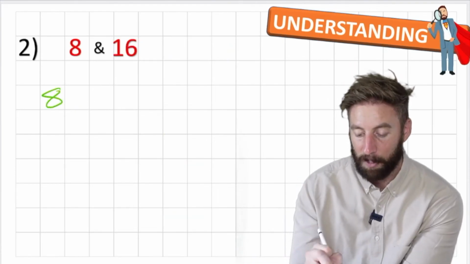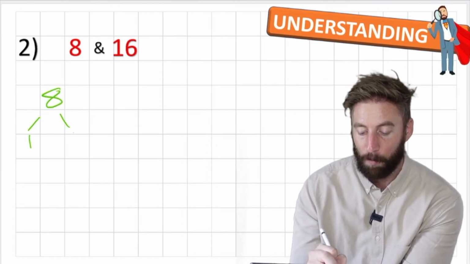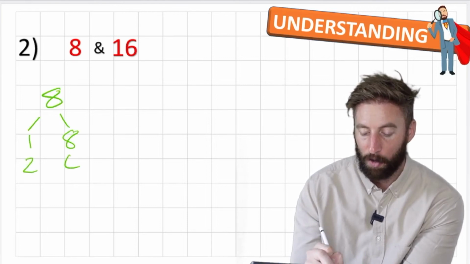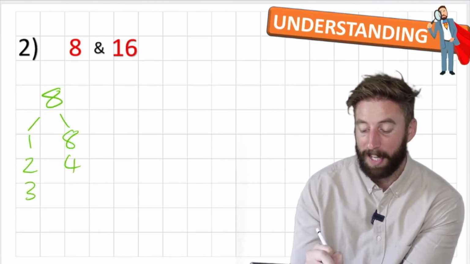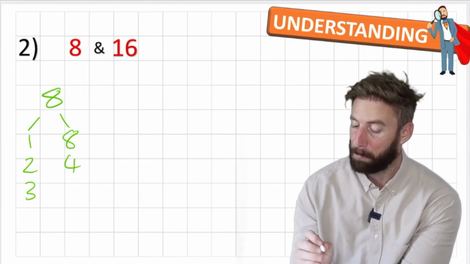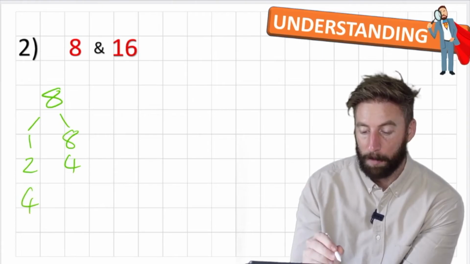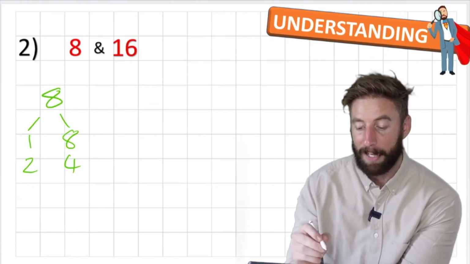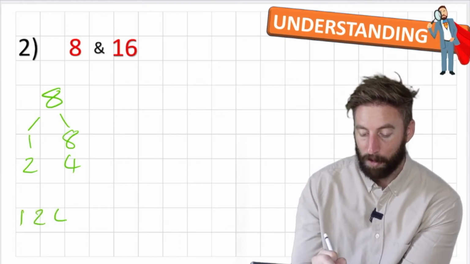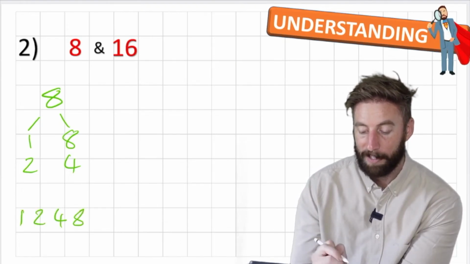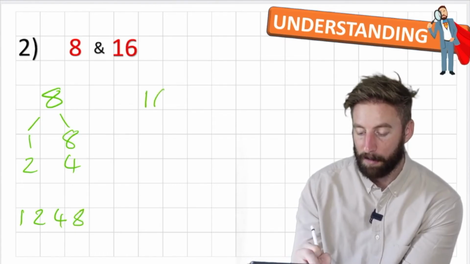So first of all, let's look for my factors of 8. I have 1 and 8, 2 and 4, 3... 3, 6, 9. Nope, no 3. And if I try another 4, I'm just repeating myself, so I don't need to do that either. So here are my factors of 8: 1, 2, 4, and 8. Awesome.